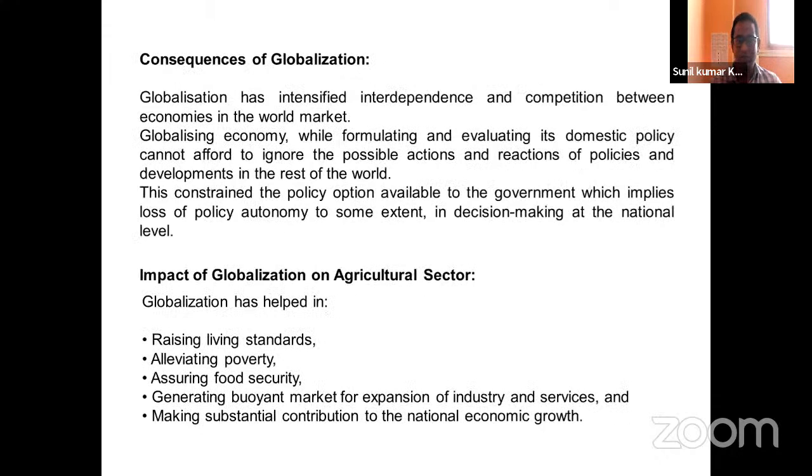There were some consequences of this globalization also. This was done majorly to intensify interdependence and competition among the economies in the world market, so India can sustain its products in the world market. This globalization can help in formulating and evaluating domestic policy, and can afford the possible actions and reactions to the policies, majorly to the development initiatives. These constrain the policy options available to the government, which means loss of policy autonomy.